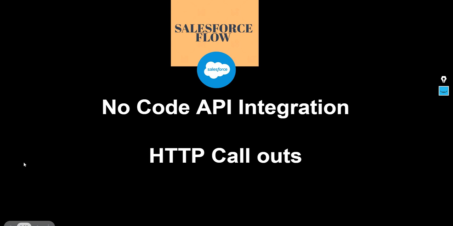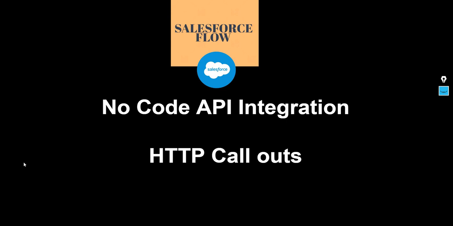In this session, we are going to talk about an important concept in Salesforce Flow. It's called HTTP callouts. Before this feature was introduced, whenever there was a need to make a call to external APIs from Salesforce, we could do that using Apex coding. So we needed to write some custom code to make a callout from Salesforce to fetch some data.